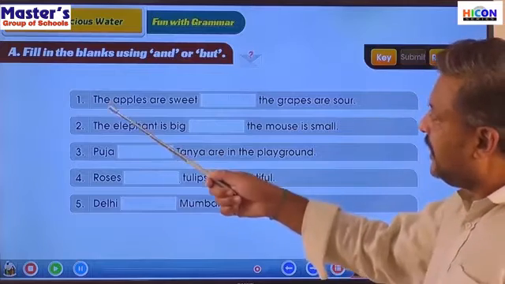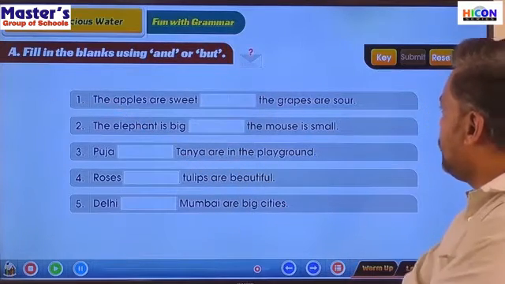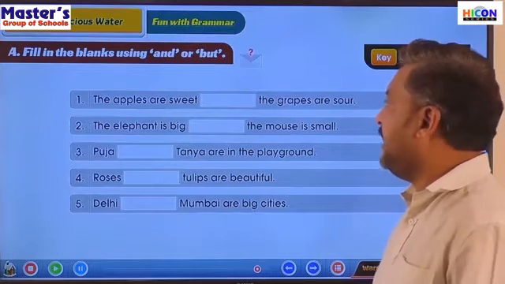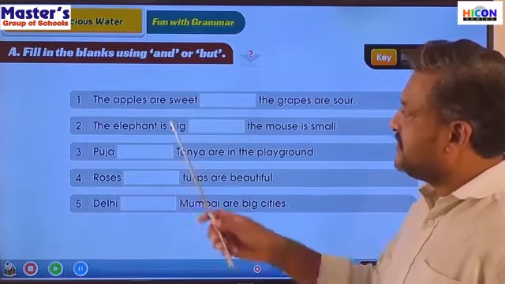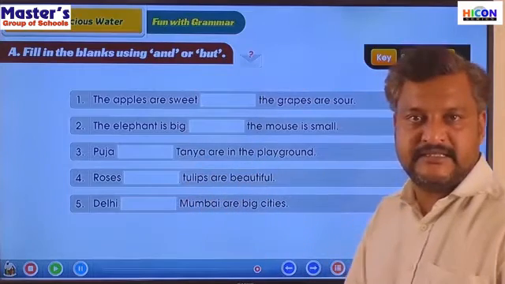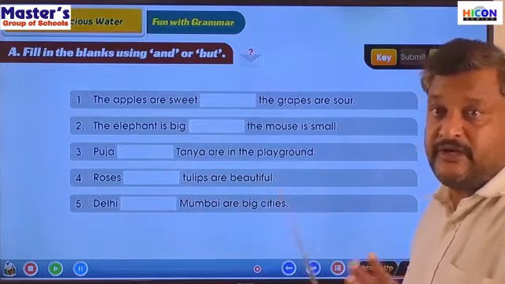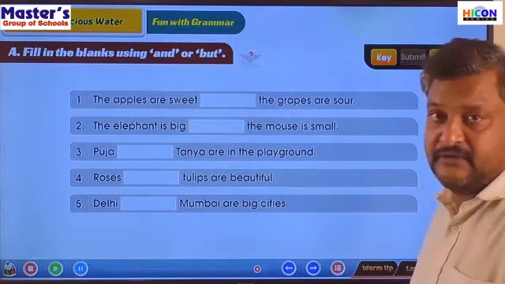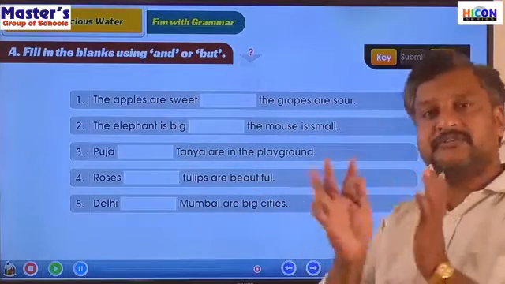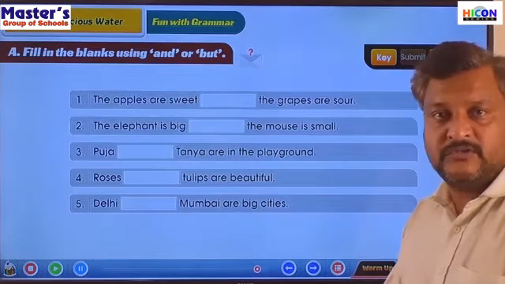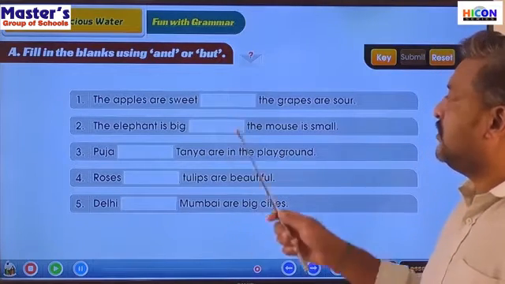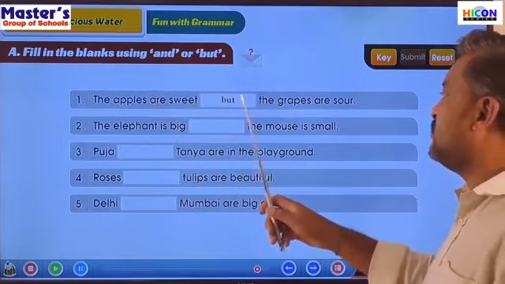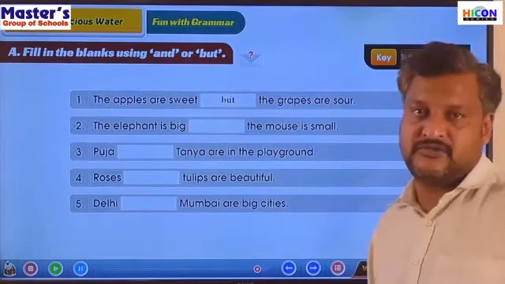Okay. So, apples are sweet, the grapes are sour. Apples are sweet, grapes are sour. So, it's actually dealing with two opposite ideas, isn't it? Two different concepts. Here they are saying one, and here it's a different thing. So, when we have to combine two opposite concepts, what should we use? We use a but, isn't it? So, what should we write here? But. Yes. The apples are sweet, but the grapes are sour.